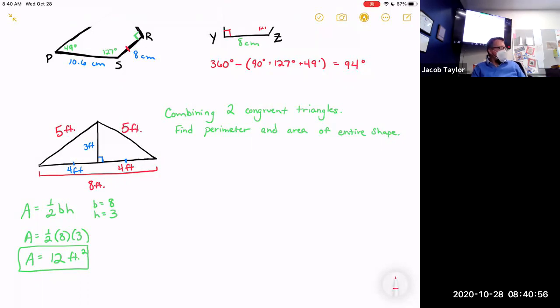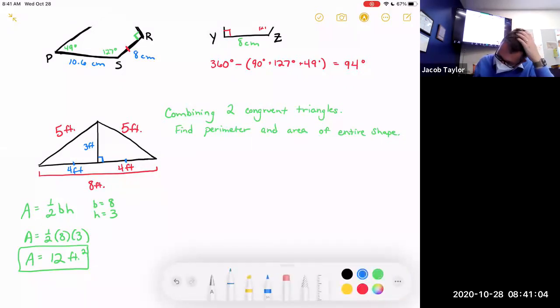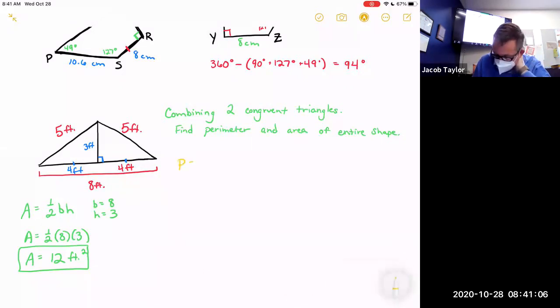3 squared plus 4 squared is 25. Wow. Are you sure, or are you just guessing? Oh, he's sure. I did the Pythagorean theorem earlier to double check him.